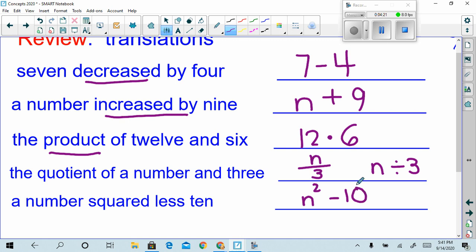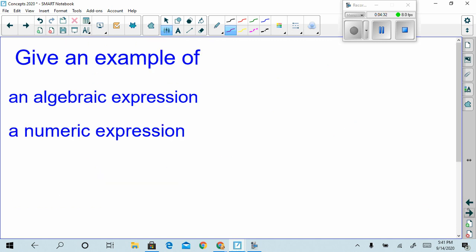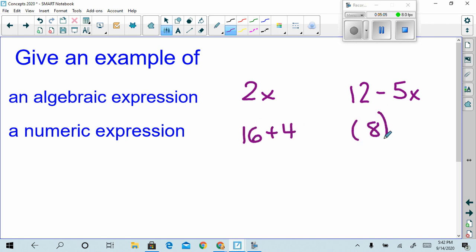Again, just a quick review, and we'll do another short review on Thursday since our quiz is on Friday. So those were our review topics. Oops, I forgot there was one more thing. You should be able to give me an example of an algebraic expression or a numeric expression. So I might just simply say, give me an example. An algebraic example could be something like 2x, or could be 12 minus 5x. Those are algebraic expressions. Numeric can be just about anything. I could have 16 plus 4, or 8 times 7. Those are examples. So again, just knowing which is which and how to go about giving me an example.